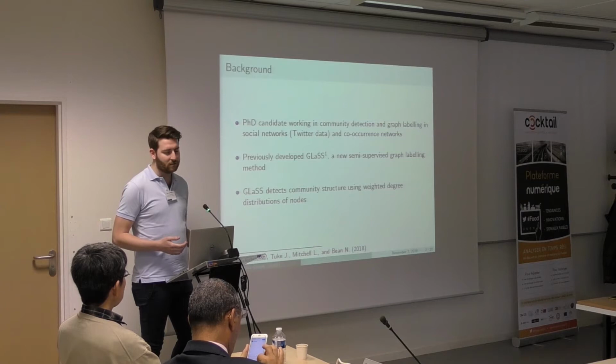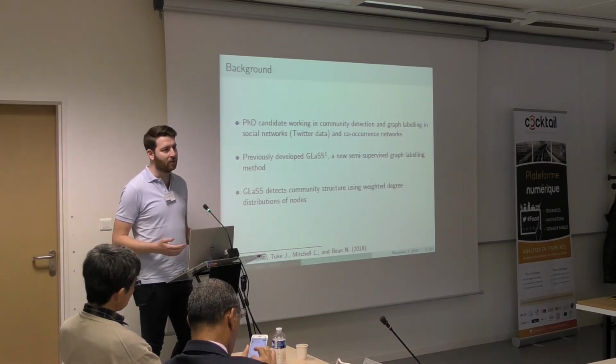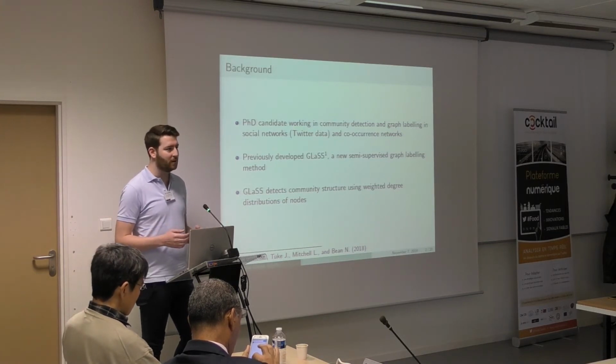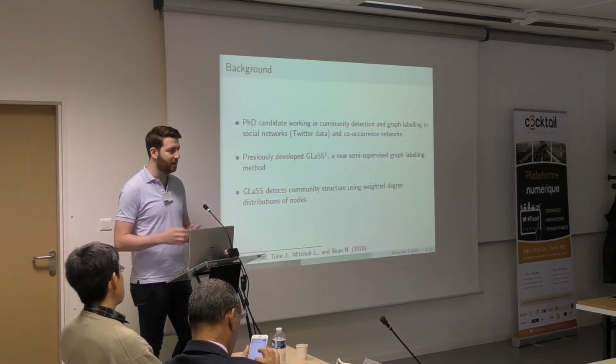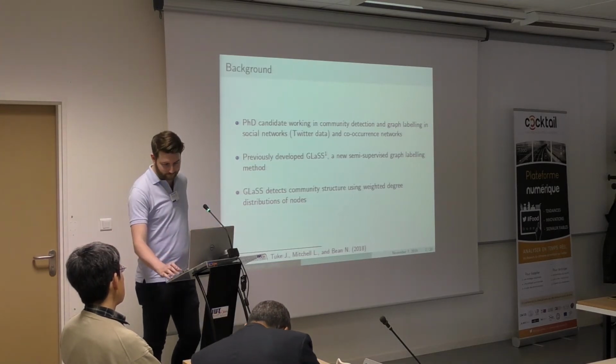And in that sense, it sort of means that GLASS detects community structure using weighted degree distribution. So if you can find a subgraph of nodes who have a fairly high sort of mean weighted degree within the subgraph, compared to the weighted degree to all of the nodes outside of that subgraph, GLASS is likely to identify that as a community.